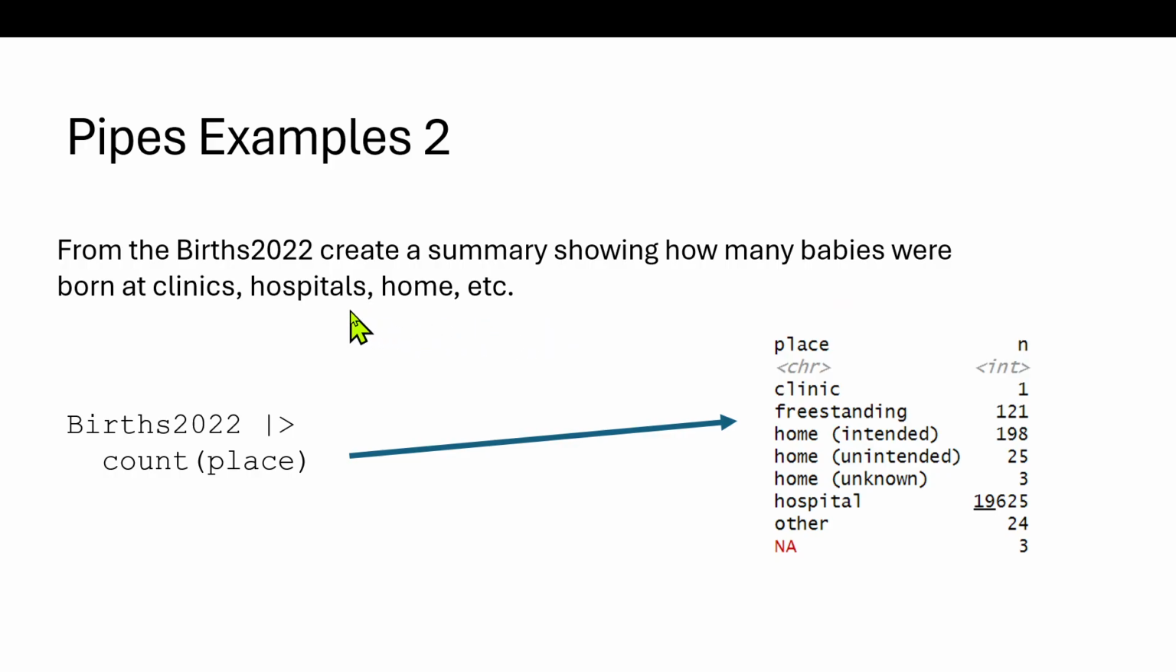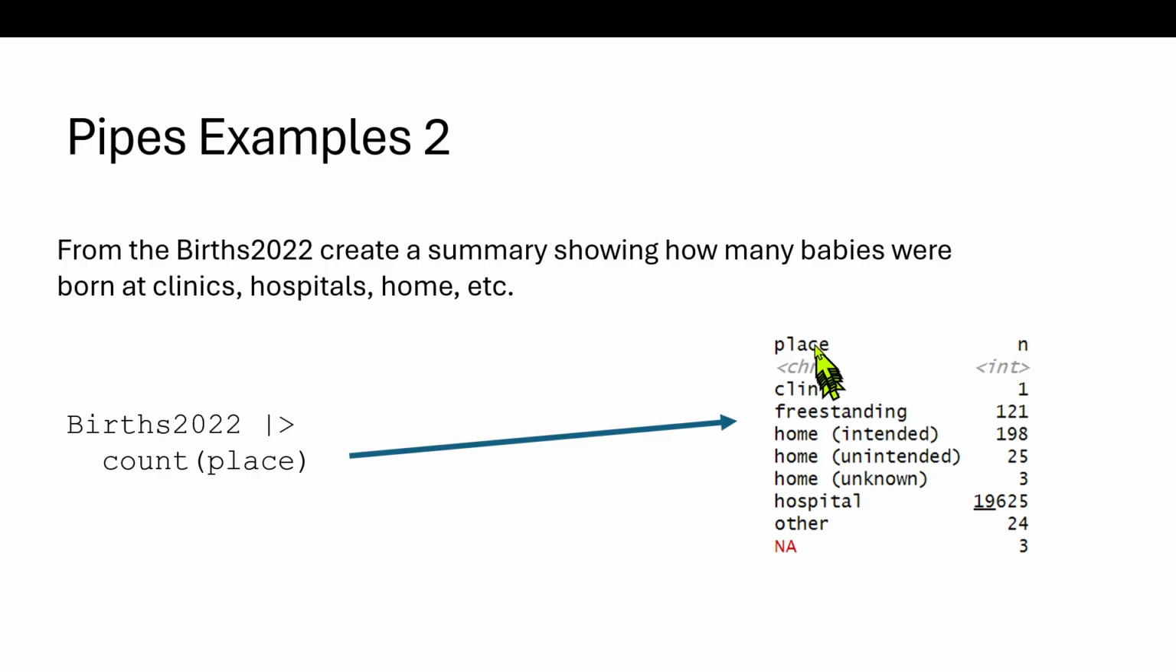Okay, so here we suppose we want to create a summary showing how many babies were born at which places. There is a column called place, and its values can be clinic, freestanding, home, etc. So we want to find out, within a data set that consists of 20,000 rows, how many rows have place as clinic, how many rows have place as freestanding, etc.